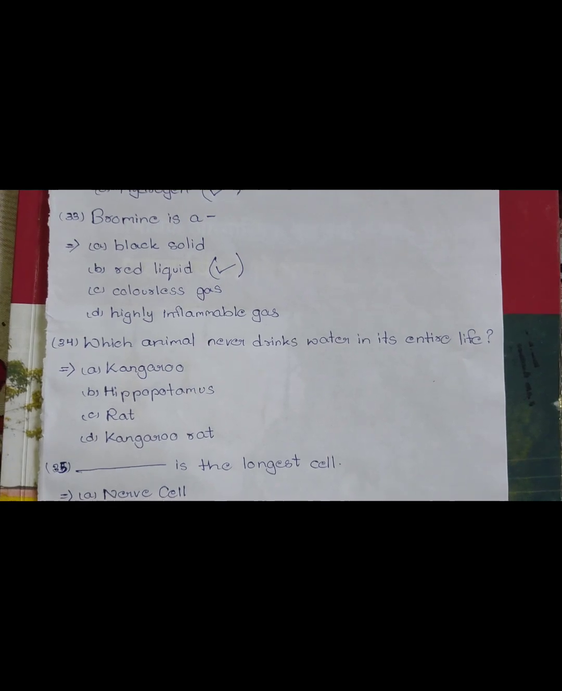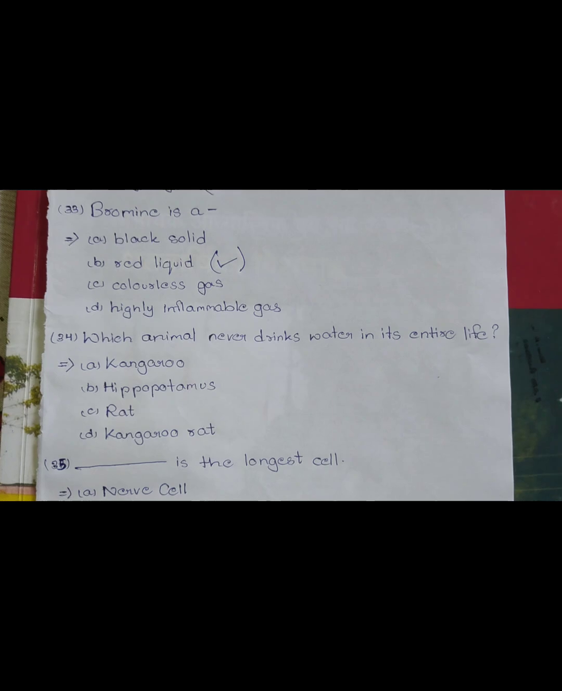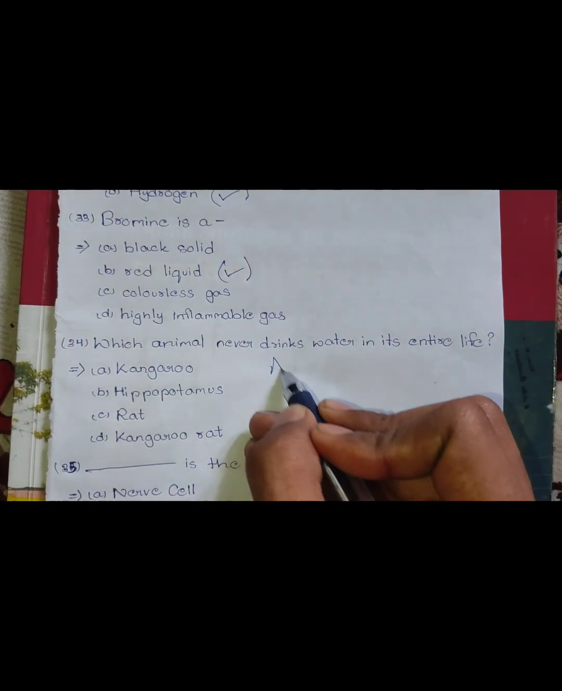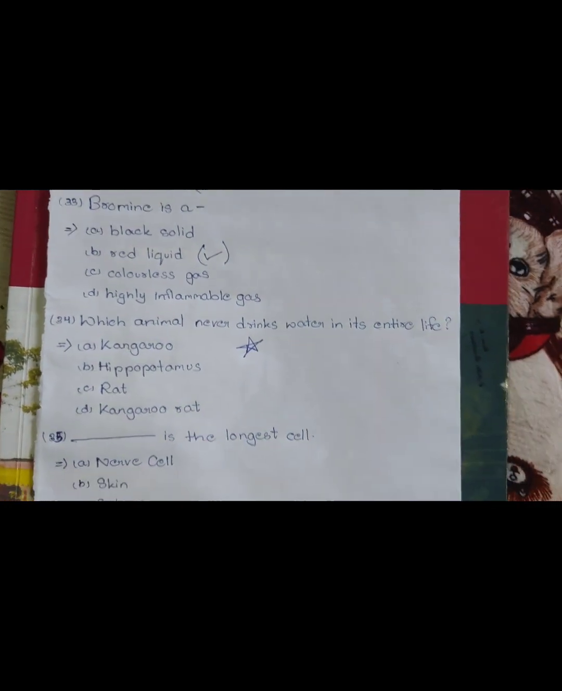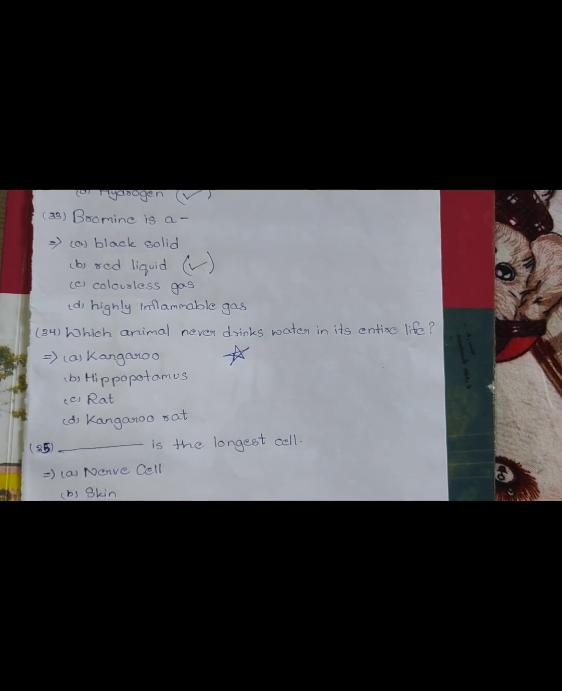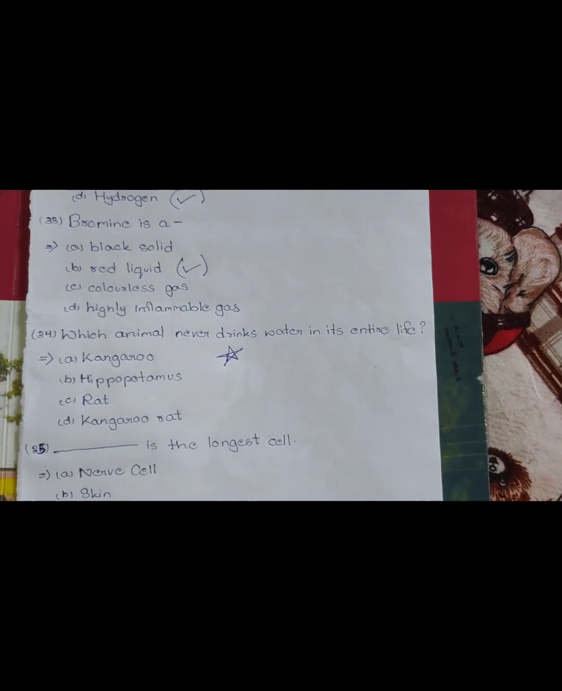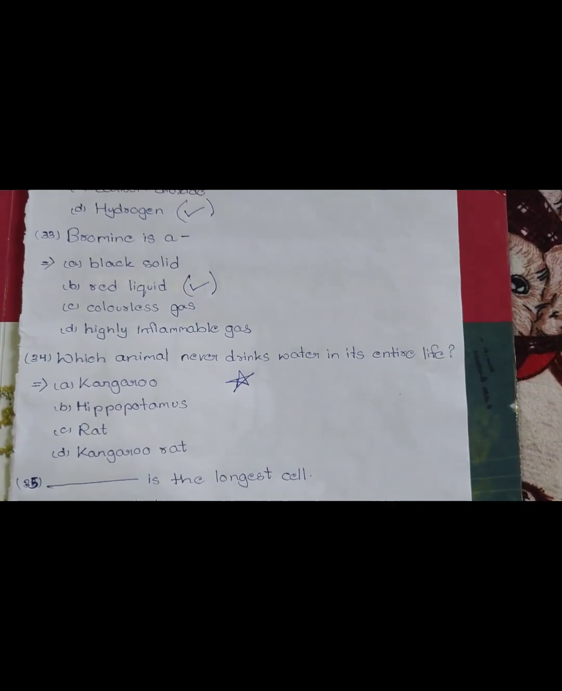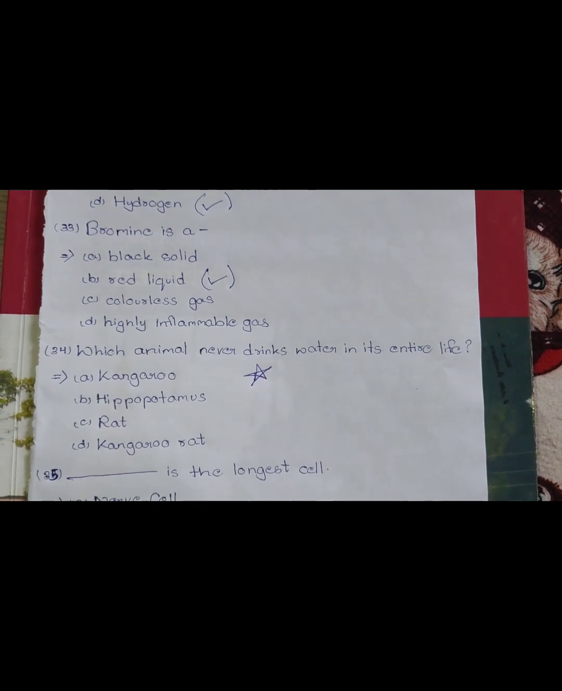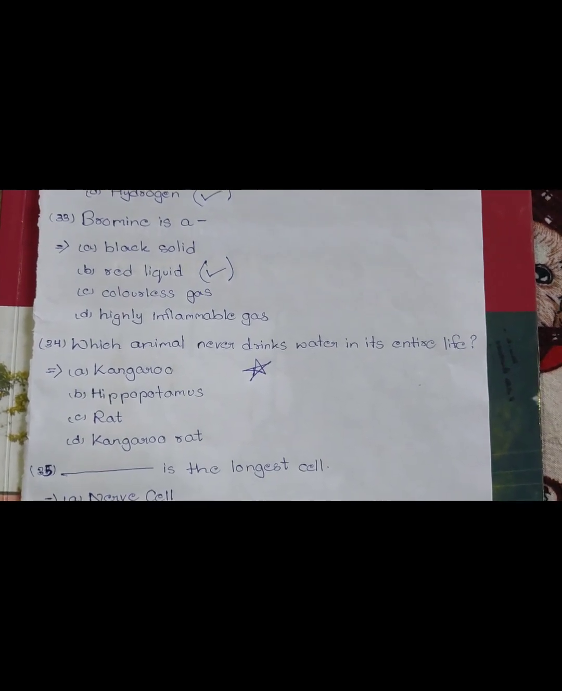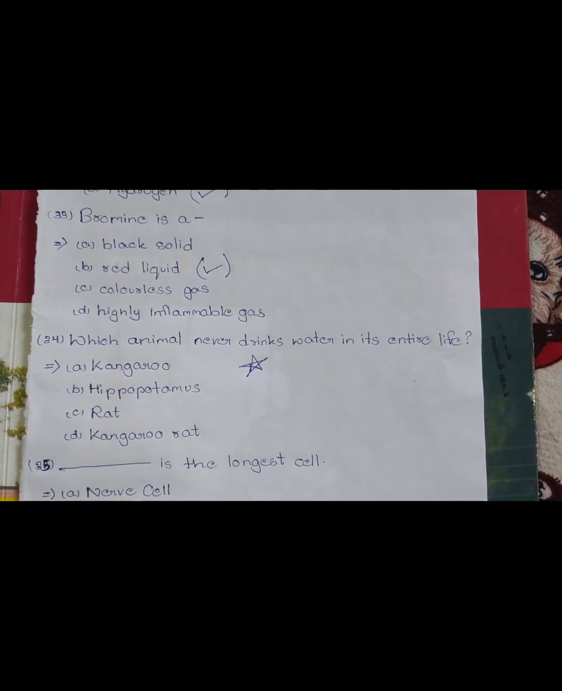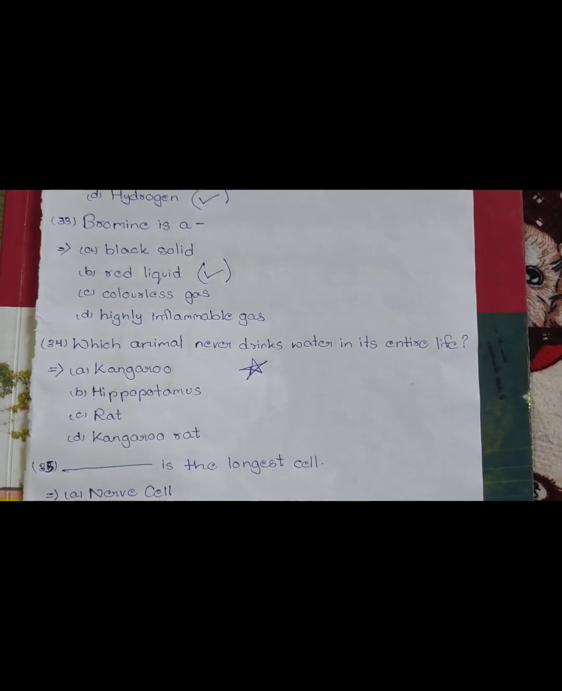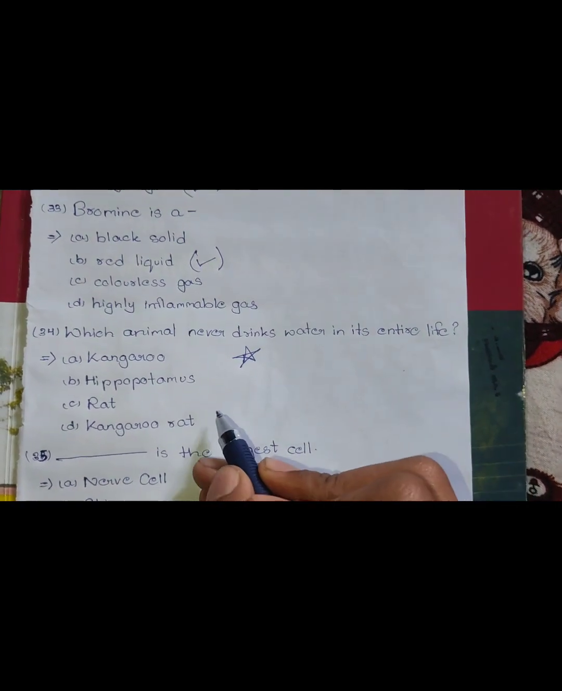Which animal never drinks water? Which animal never drinks water in its entire life? This is also one of the most important questions of this set, so please note it down or remember this. Which animal never drinks water in its entire life? Option A kangaroo, option B hippopotamus, option C rat, option D kangaroo rat. So the right answer is option D kangaroo rat.